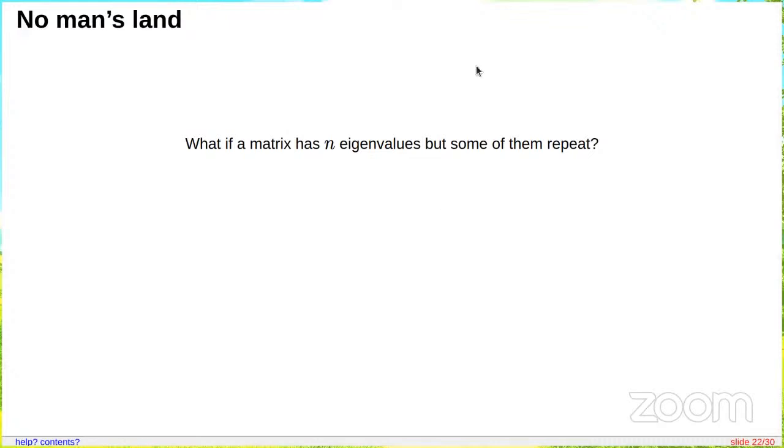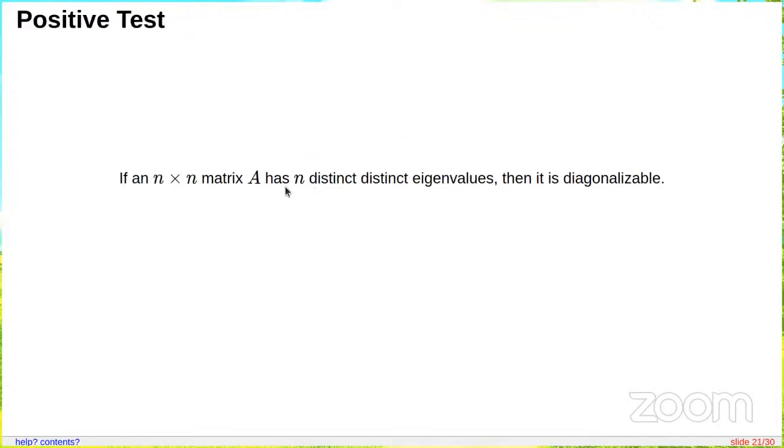Or is it too confusing at this stage? Sir, that means that there are no n distinct eigenvalues. Yeah, good point, right? The question is coming from this positive test. The positive test says that if there are n distinct eigenvalues, then we are set.